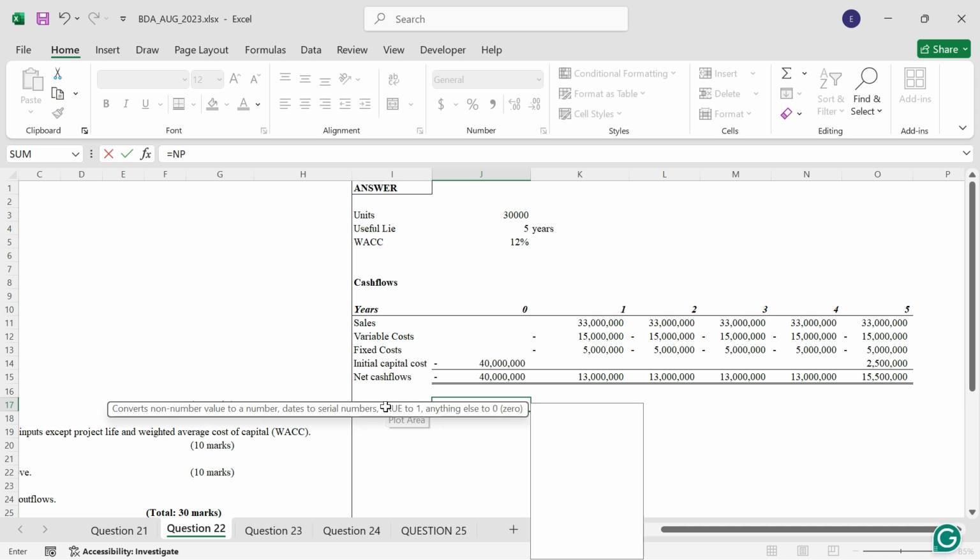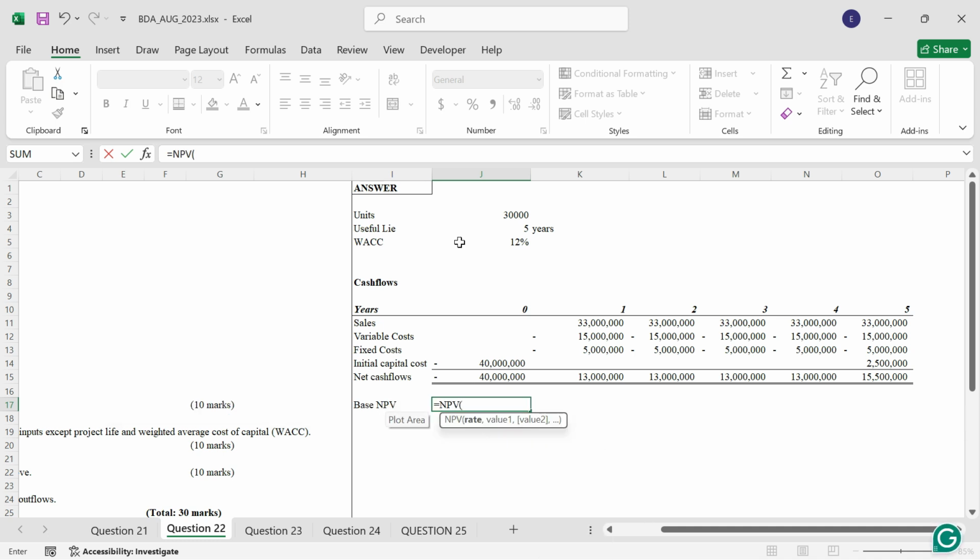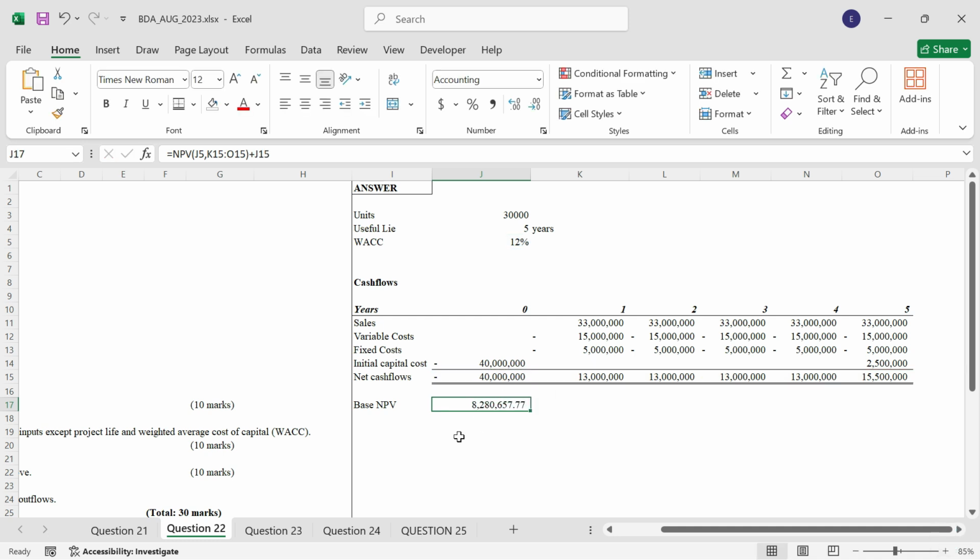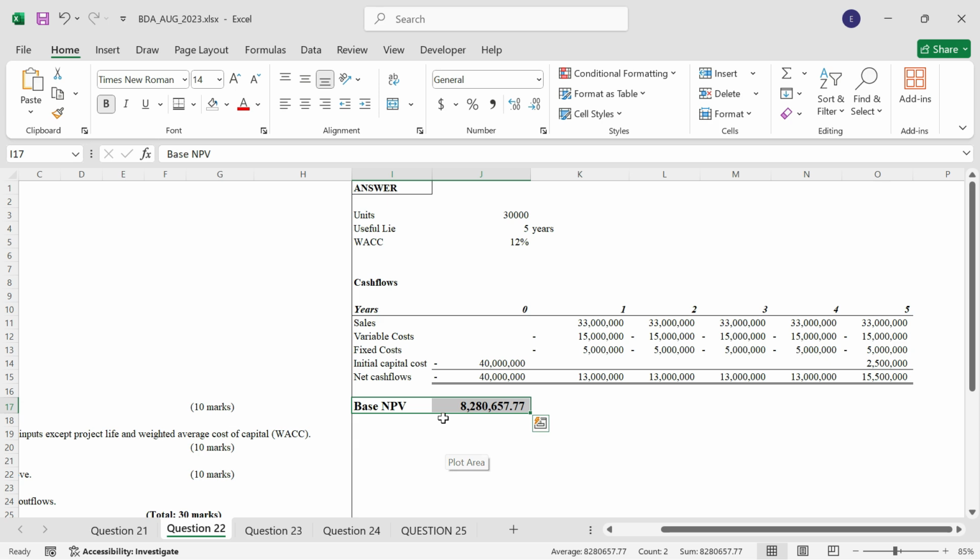As equal NPV, my rate is 12%. My values are from year 1 to the final year. Then I include my initial capital. So the base NPV is 8.2 million, and that's a positive NPV, and so the project should be accepted on this basis.